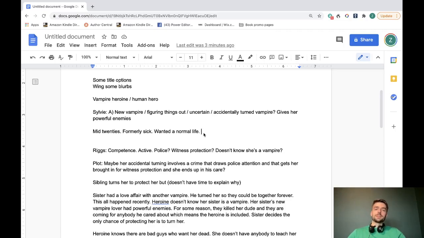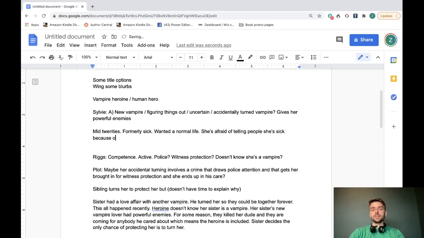I think I like that. Okay, so she's afraid of telling people she's sick because of how they'll view her and react. And now that transferred to the vampire stuff. Okay, so I've got kind of enough, probably, for my style here.